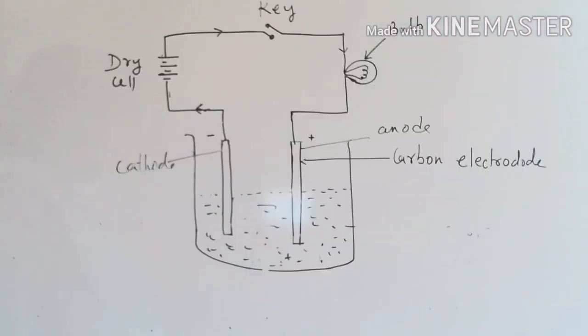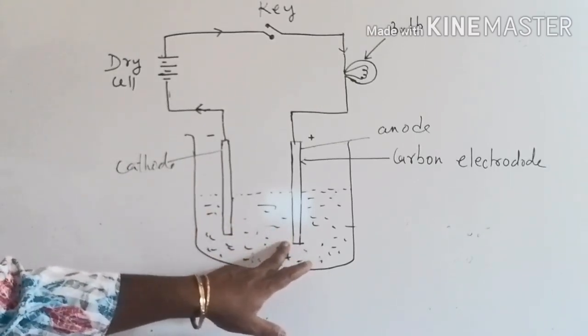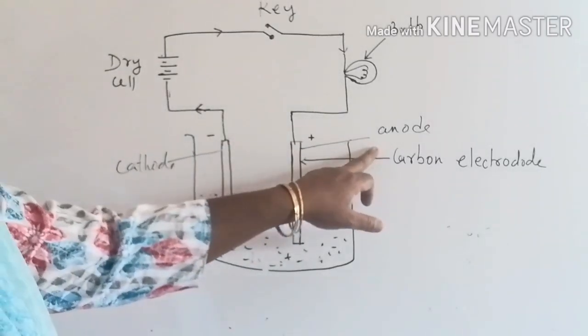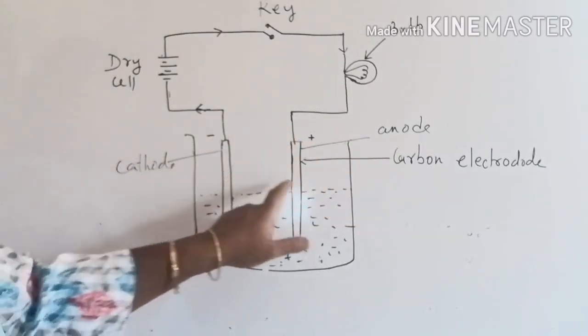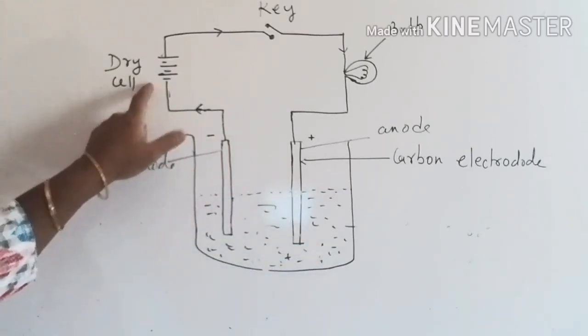One more activity to show alcohol and glucose, even though they contain hydrogen atoms in their molecular formula but are not categorized as acids, for which you require a beaker. Take beaker, place 2 electrodes in the beaker. One electrode acts as cathode and another one as anode. Connect these 2 electrodes through a wire, switch, key and bulb.